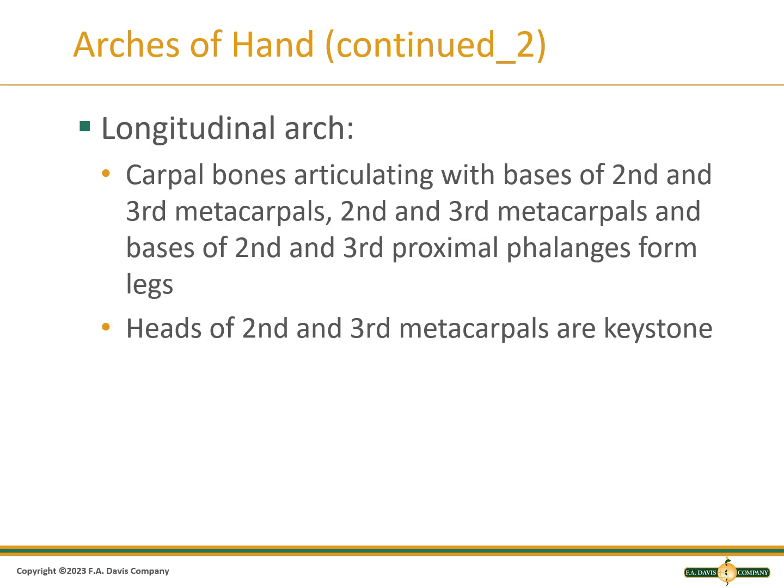Running in between those two arches, we have the longitudinal arch, and so that's going to be our carpal bones articulating with the bases of the second and third metacarpals. The second and third metacarpals and the bases of the second and third proximal phalanges form the legs, and then the heads of the second and third metacarpals are the keystones. Again, we don't have any ligament creating tension, but the shape of these bones and the way that the tension is pulled in that proximal carpal arch is contributing to the cupping shape that we can create with our hand.